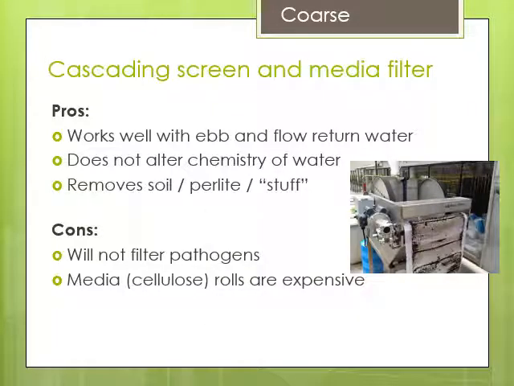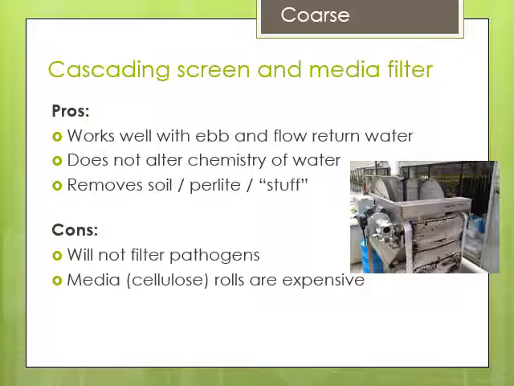Now, a cascade filter in combination with a media filter is really popular in greenhouses, and they work really well with recirculating systems. They don't alter the chemistry. They catch all the coarse stuff. They do not filter pathogens, and they do go through cellulose rolls, which are expensive, but you don't go through that much, so it's worth the expense. And the main thing is that they're just really darn effective.